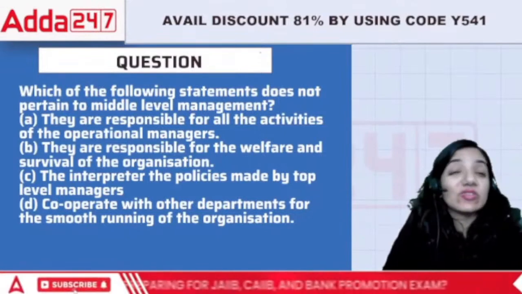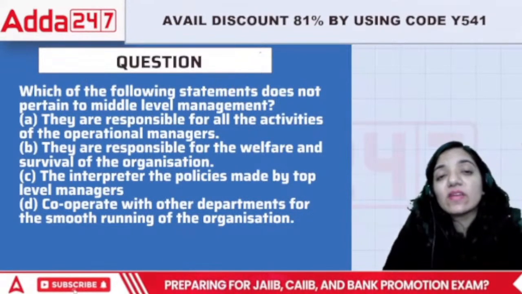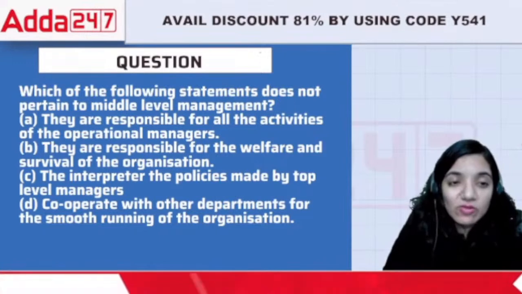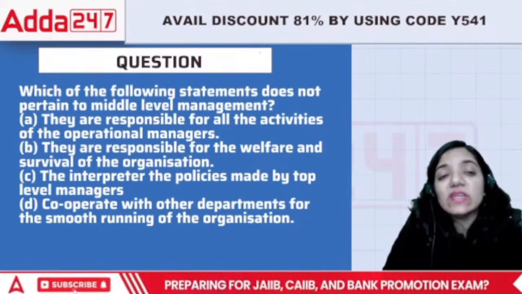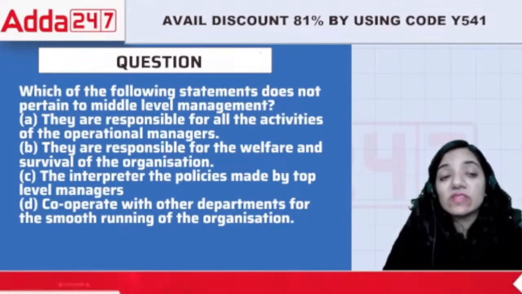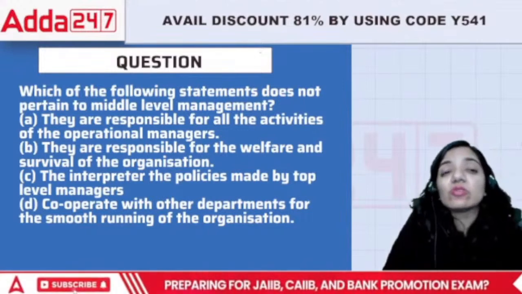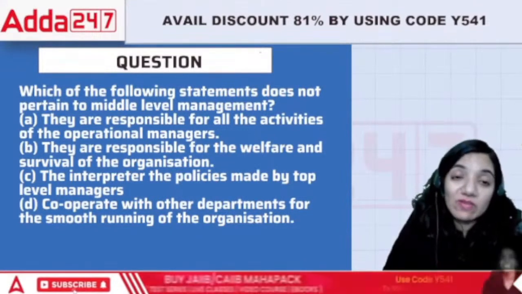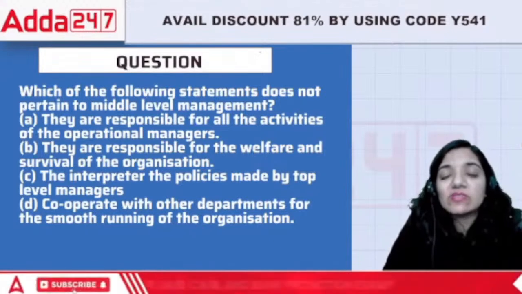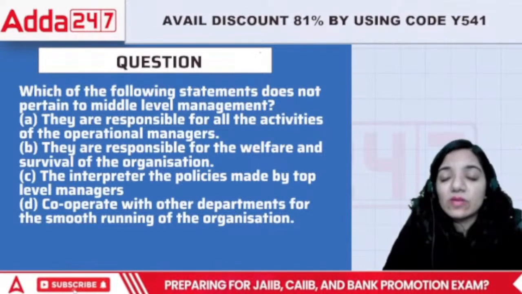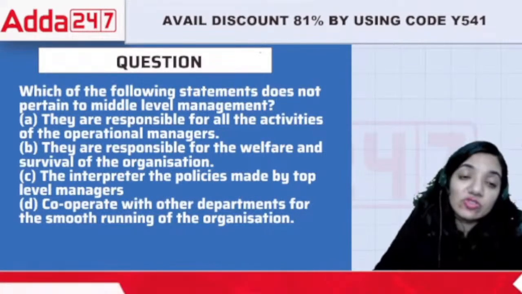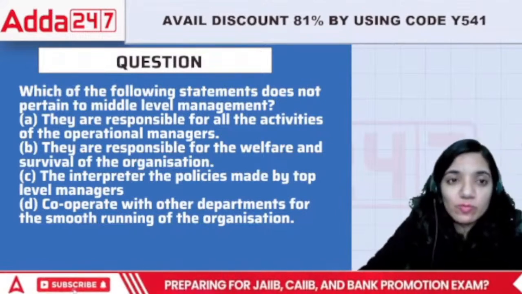Which of the following statements does not pertain to middle level management? They are responsible for all the activities of the operational managers. They are responsible for the welfare and survival of the organization. They interpret the policies made by top level management and cooperate with other departments for smooth running of the organization. Top level is something that deals with decision making. Middle level deals with something related to the welfare of the people, and the lower level is responsible for the supervision. So basically, among the following, what would be the answer?